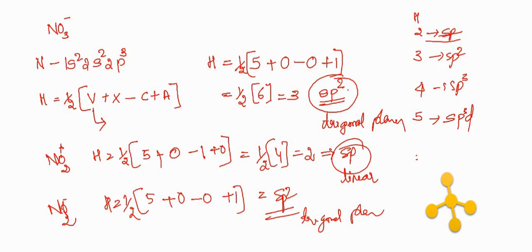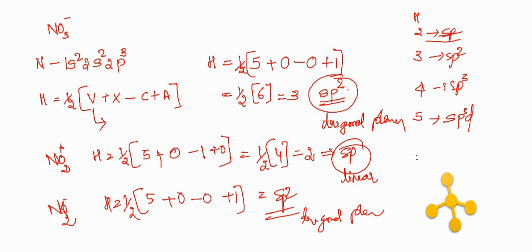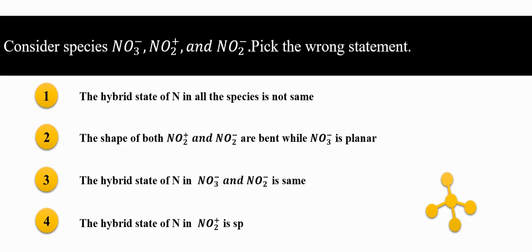So we'll see the options once again. The first option, hybrid state of nitrogen in all the species is not the same. Yes, that is right. See here in NO3 minus sp2, NO2 plus sp, NO2 minus sp2. So different hybrid state you can observe. Second option, the shape of both NO2 plus and NO2 minus are bent while NO3 minus is planar. That is a wrong statement.